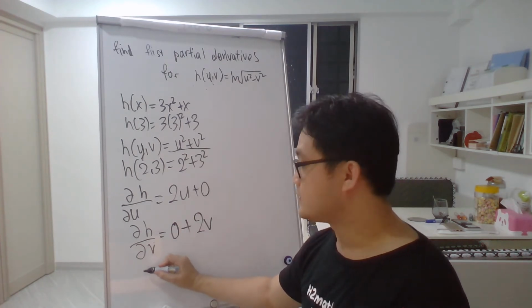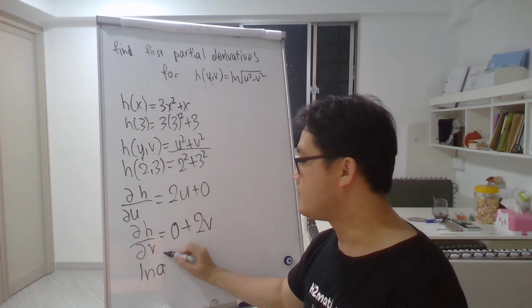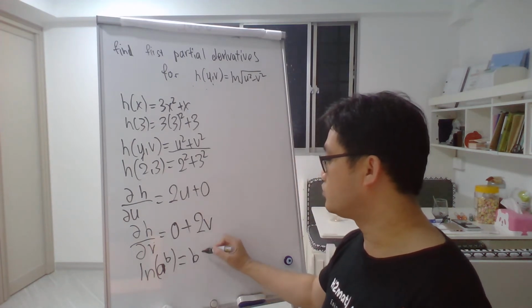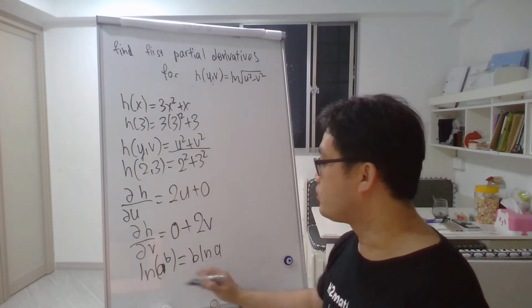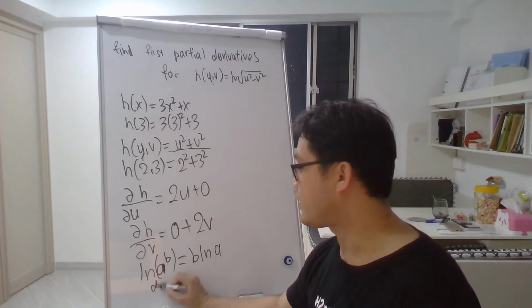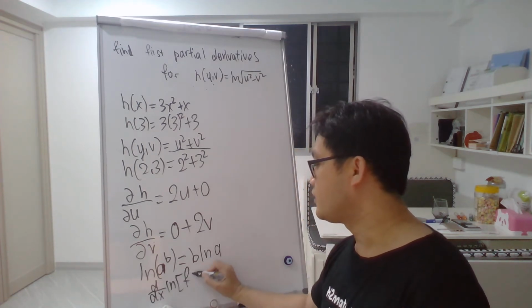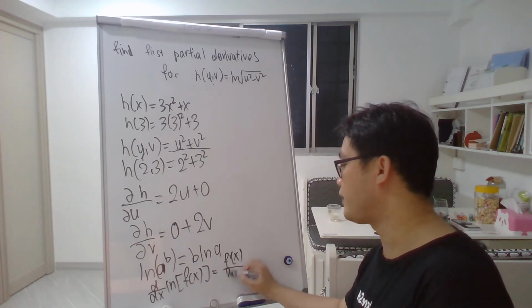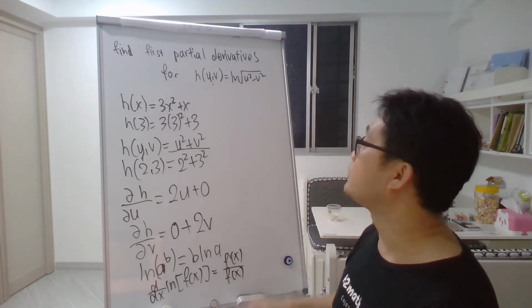And then the other idea is that when we have log of a to the power of b, it is equivalent to b log a. And there's another idea that when we differentiate a log function, ln f(x), what we get is equal to f prime x over f(x). So let's see how all these concepts are applied to this question.